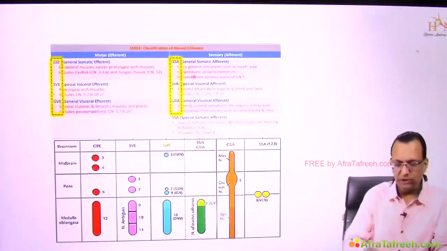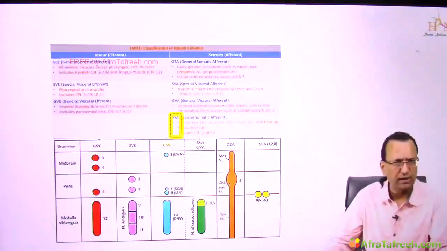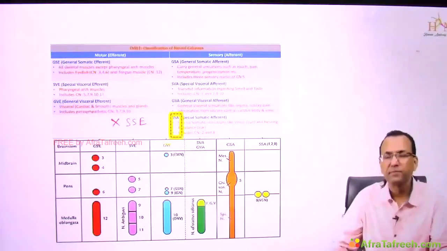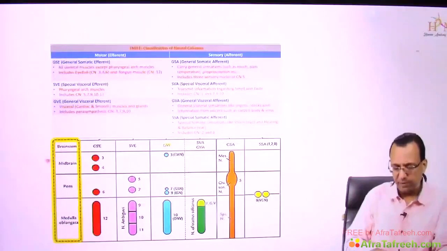So if you have a GSE, there's a GSA. If you have an SVE, there's an SVA. If you have a GVE, there's a GVA. But SSA is alone. Why is SSA alone? Because I don't have anything called SSE. There's no SSE in the body. SSA is alone.